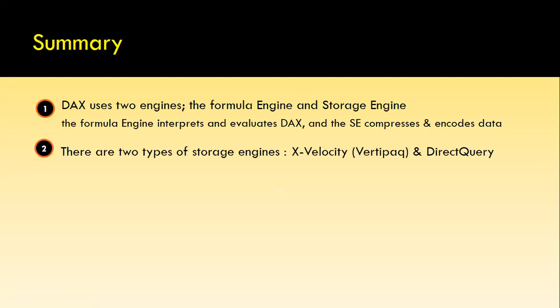To summarize, DAX uses two engines, which we have seen: the formula engine and the storage engine. The formula engine interprets and evaluates DAX, and the storage engine compresses and encodes the data. The storage engine itself has two types: X velocity and direct query.